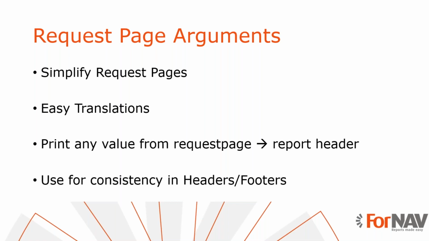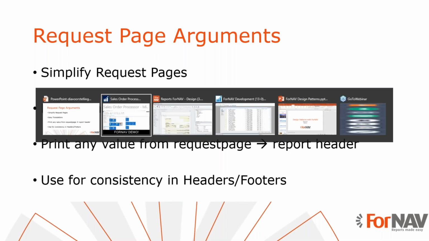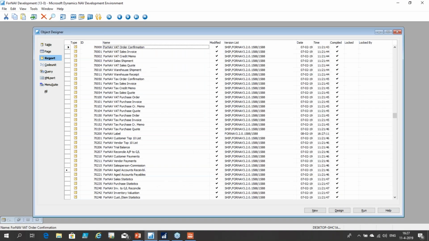And then the next problem you create is the translations. Those fields have to be translated. They have to be translated in the request page. They have to be translated in the report. And it's just a lot of work. And to work around this, we have invented the argument table for reports. And let's go to Seaside and I'll show you a simple example of where we have used that.